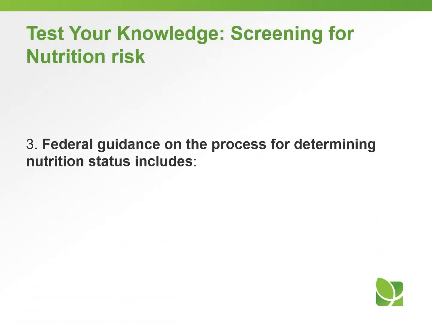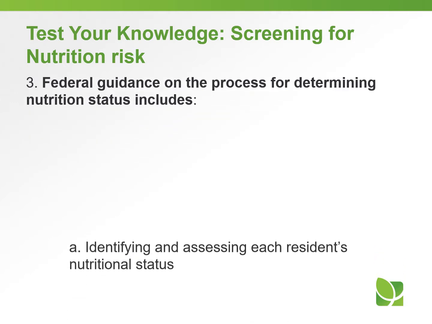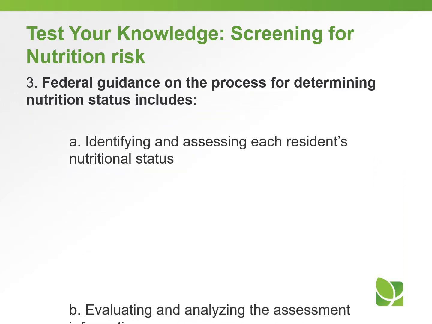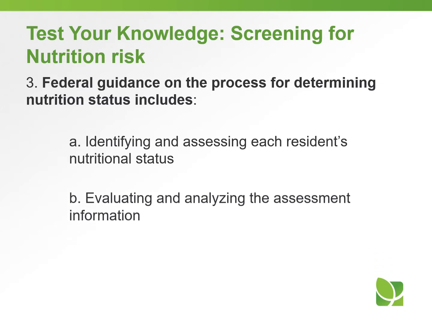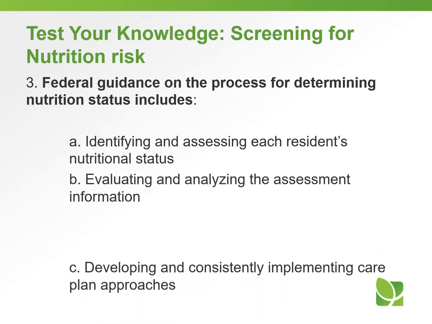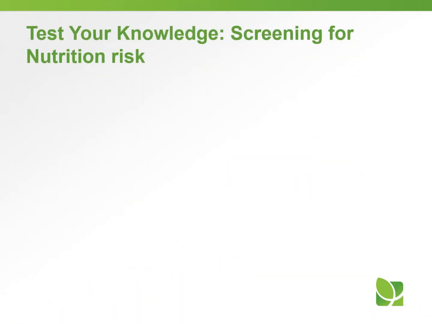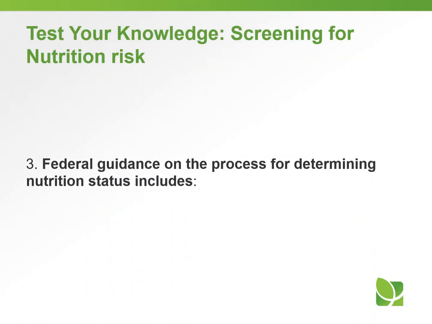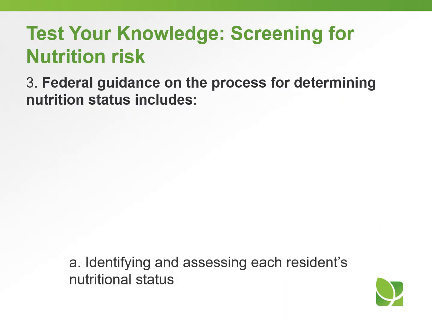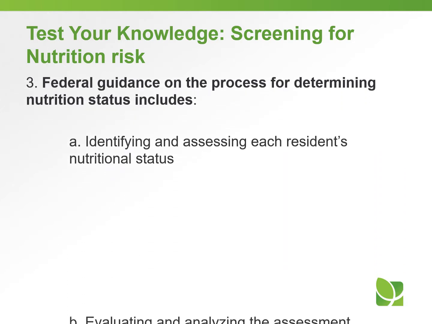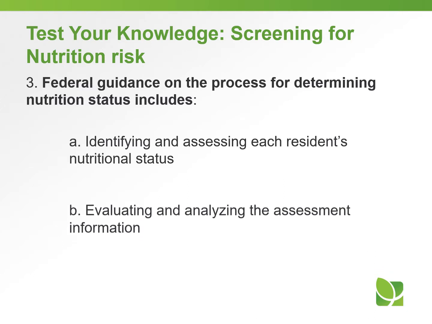Question number 3. Federal guidance on the process for determining nutrition status includes A, identifying and assessing each resident's nutritional status, B, evaluating and analyzing the assessment information, C, developing and consistently implementing care plan approaches, or D, all of the above. And the answer to question number 3. Federal guidance on the process for determining nutrition status includes D, all of the above.